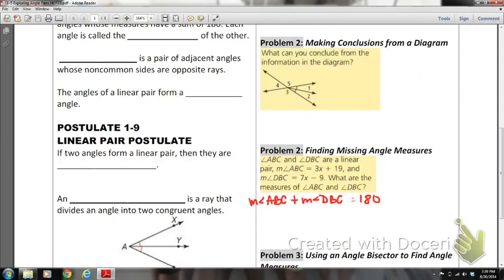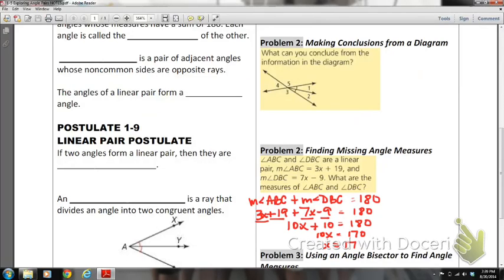Now let's substitute into this equation. The measure of angle ABC is 3x plus 19. The measure of angle DBC is 7x minus 9. That equals 180. Let's add like terms. 10x, positive 19 and negative 9 is plus 10. Subtract the 10 from both sides. 10x is 170. Divide both sides by 10. x is 17. That's not what the question's asking for.